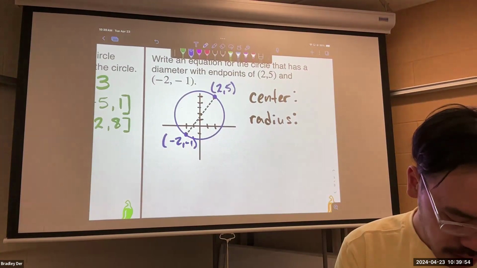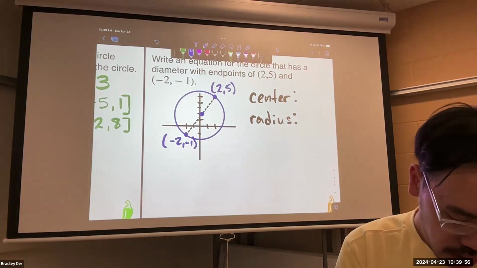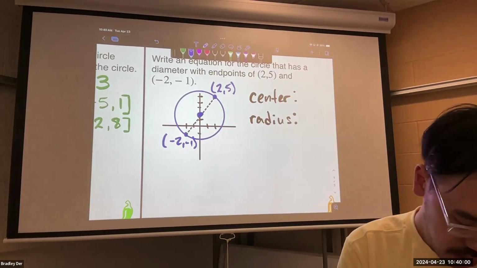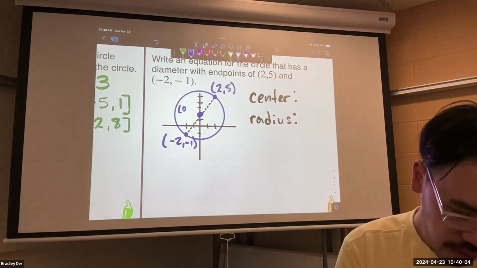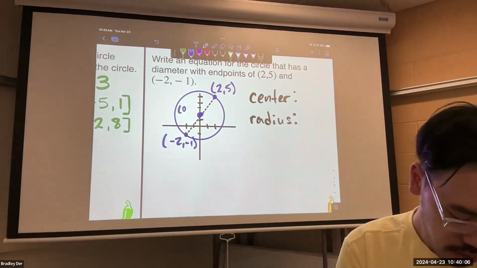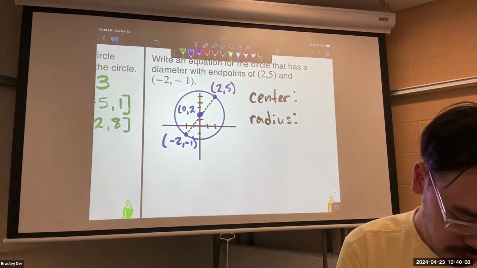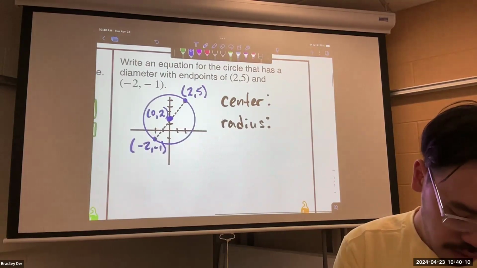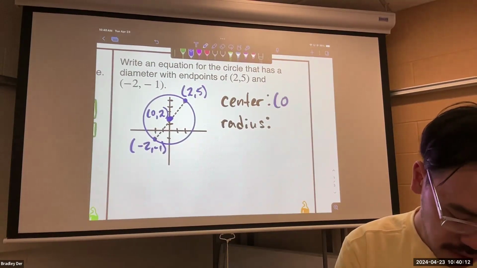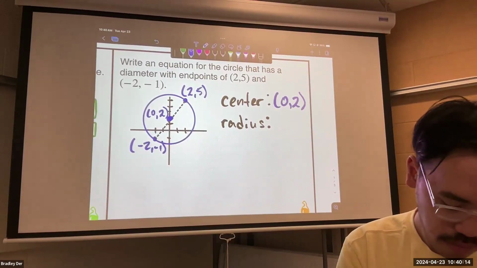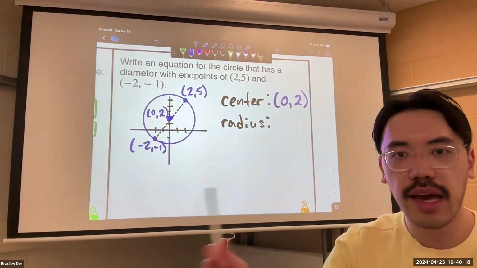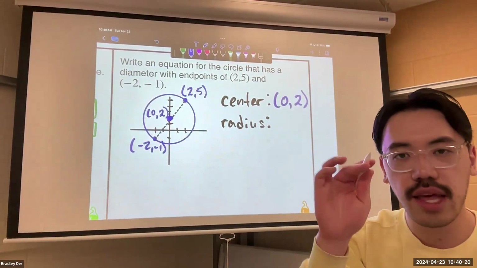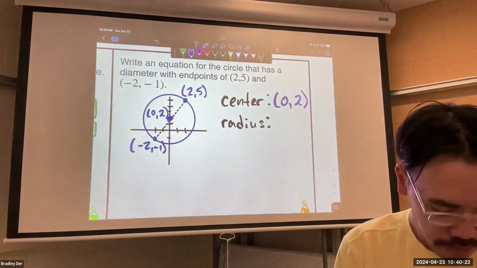The average of -2 and 2 is 0. I guess I'll make the point a little bigger. And then the average of -1 and 5 would be 2. So I would feel comfortable saying the center is at (0, 2). Basically, just averaging the x values and then averaging the y values gives me the midpoint exactly in between.